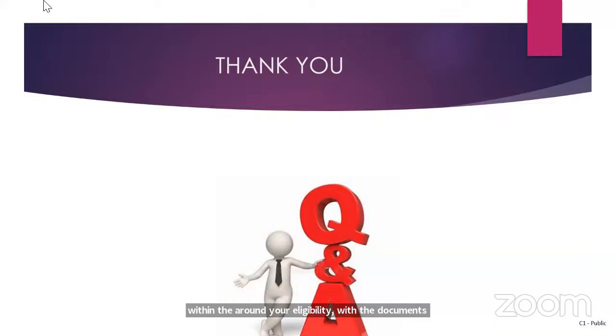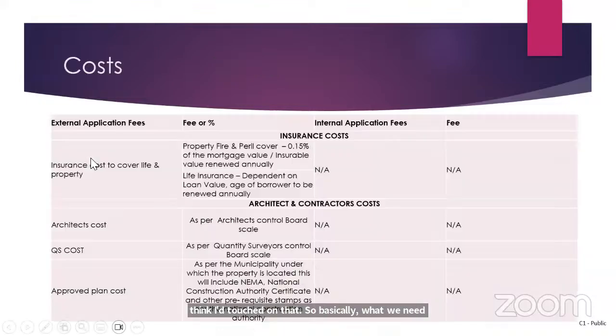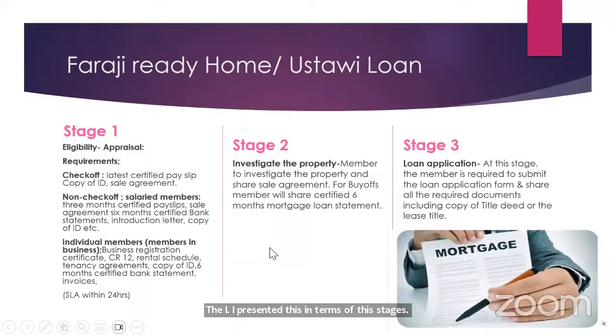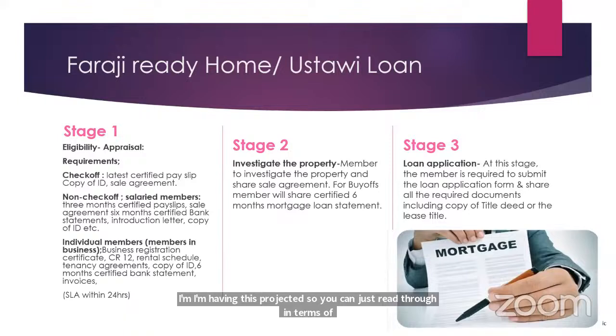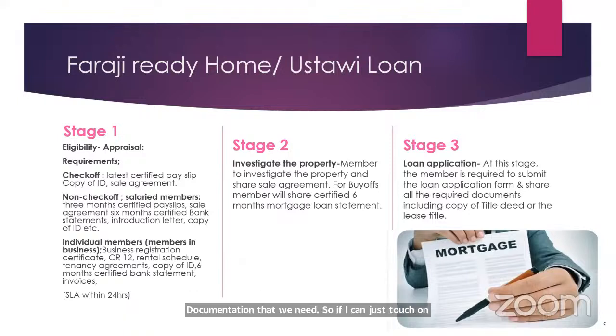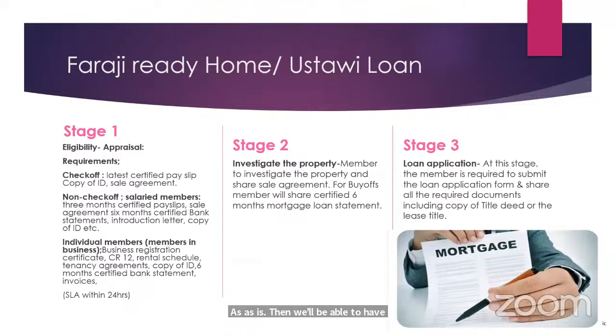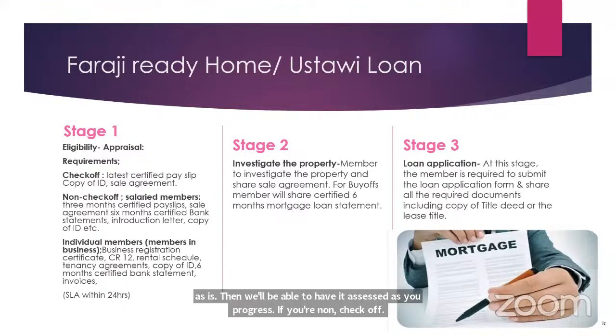I think for the process for the mortgage buy-off, I'd touched on that. Basically, I presented this in terms of stages. I'm having this projected, so you can just read through the documentation that we need. If I can touch on that quickly, if you are check-off, provide your latest statement, payslip, copy of ID, and the sale agreement if you have. As is, we'll be able to have it assessed as you progress. If you're non-check-off, I've displayed it, so let me not go deep into that.